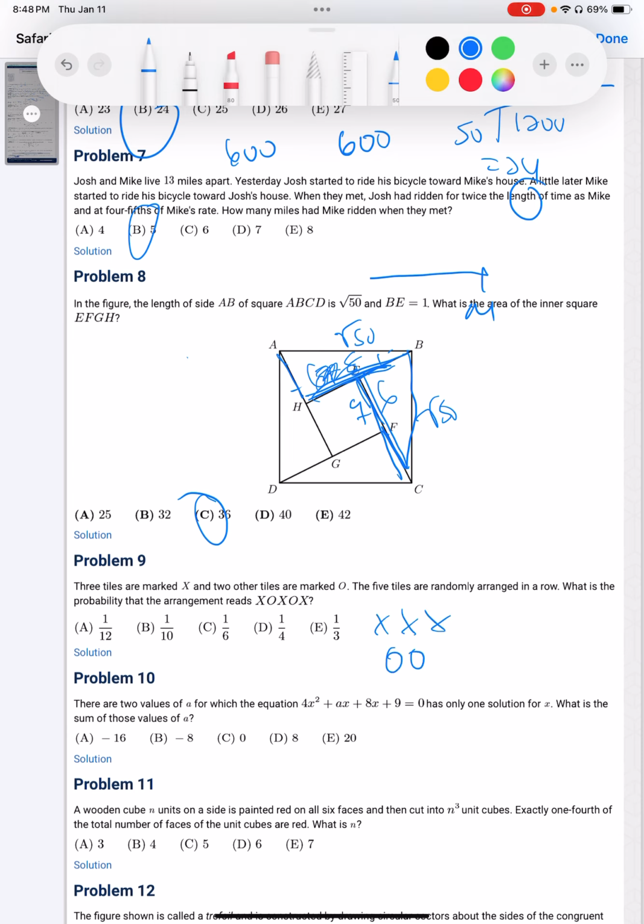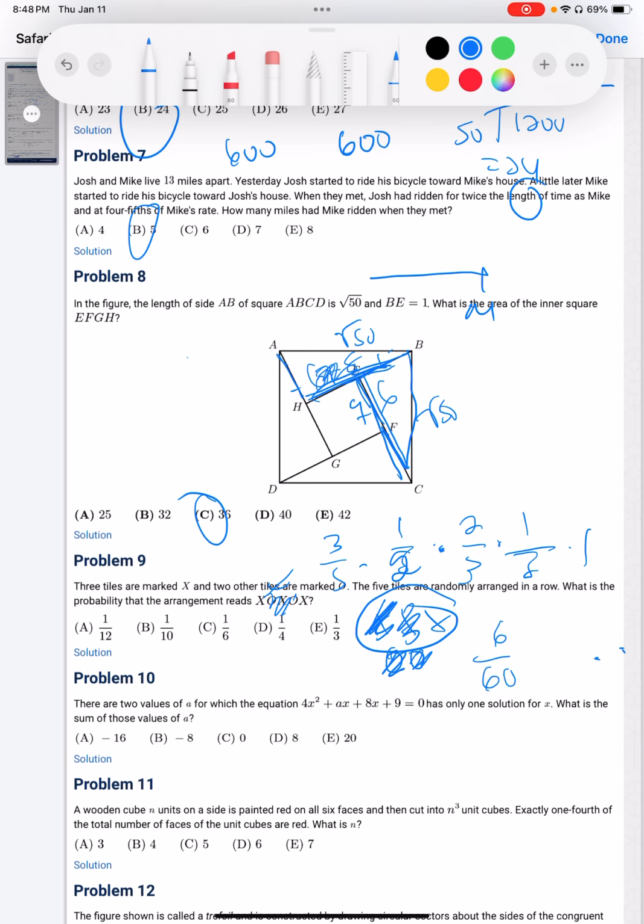Move on. Tiles are marked X. Okay. So we have 3 tiles marked X, X, X, and 2 tiles marked O. So we have a 3/5 chance of pulling an X immediately. So to eliminate this guy, we have a 1/2 chance. And then we have a 2/3 chance now. So that's these guys. And then the O, 1/2, and then we have just 1 left.